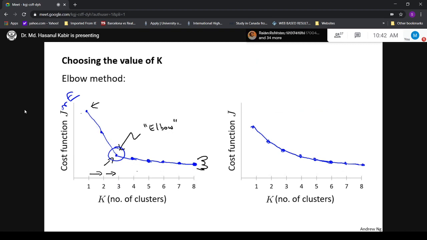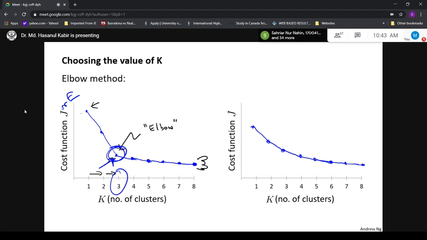So from this figure, we can find the elbow point, right? Like the elbow of your hand. This is where you can say that if I pick k equal to 3 at this elbow point of my cost function, this is the number of clusters I should choose.